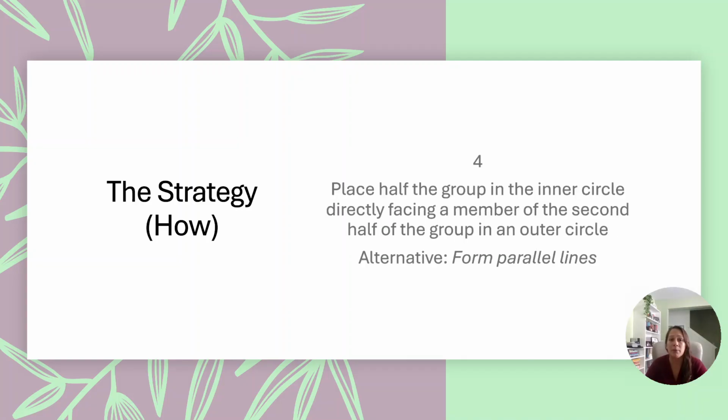The fourth step, place half the group in the inner circle directly facing a member of the second half of the group in an outer circle. An alternative to this is to form parallel lines. You want them to see each other.